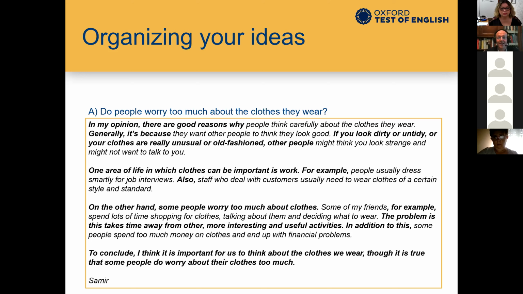The problem is this takes time away from other more interesting and useful activities. Look at that sentence. The problem is this takes takes away, which is kind of a phrasal verb, yeah, or maybe even a literal verb. It takes time away from other activities, not just other activities, other more interesting and useful activities. Now, by doing this, Samir is demonstrating the high level of English that he has.